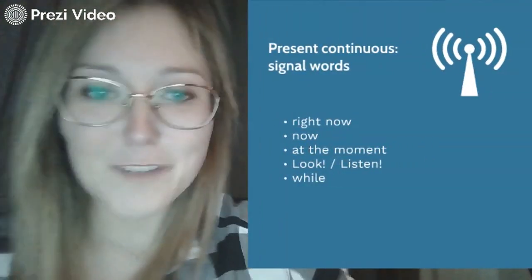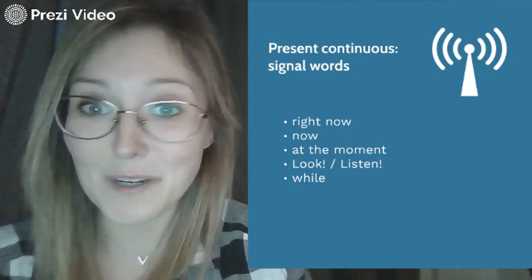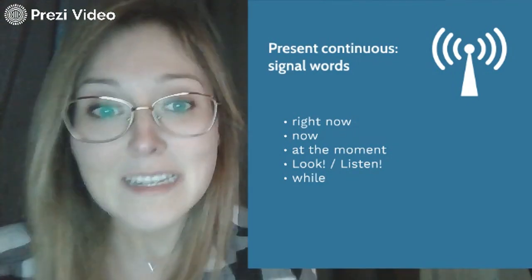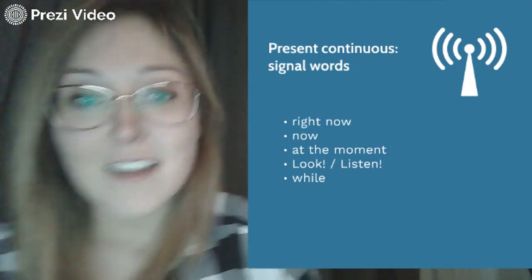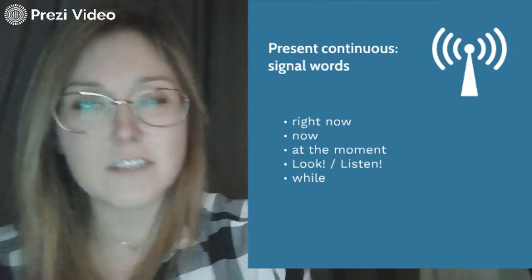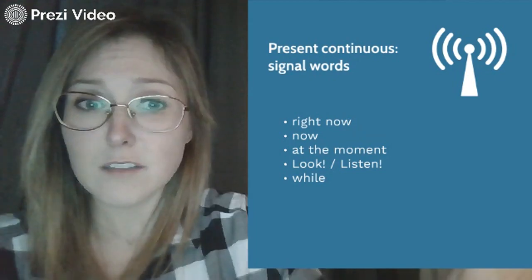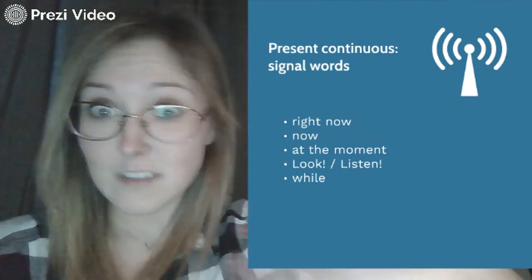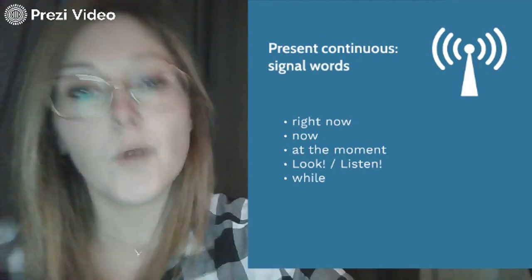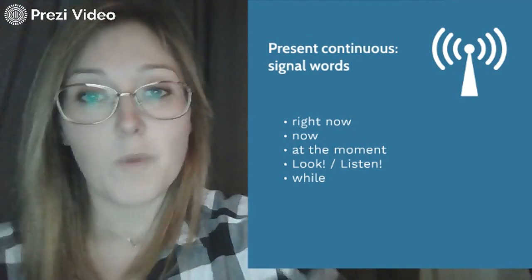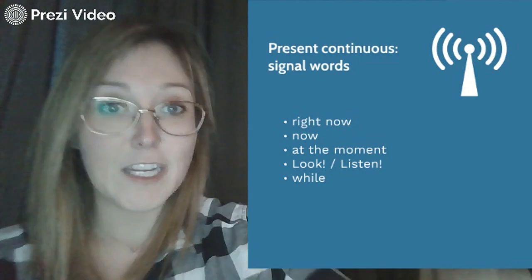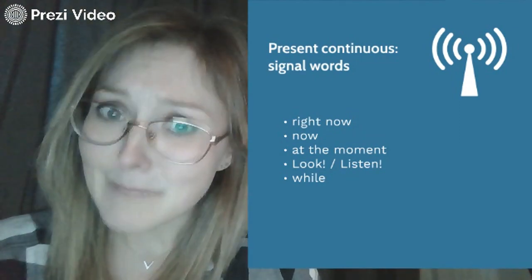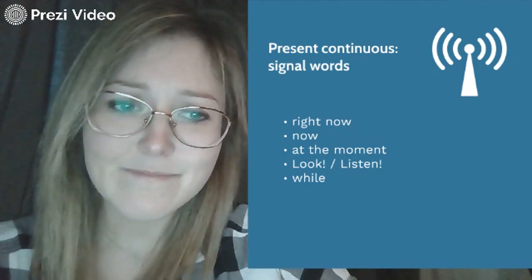Now, what are the signal words? Basically, words that tell you that something is going on right now. So, a word like right now, or now, at the moment, or look, or listen. For instance, look, he is singing a song, or listen, the teacher is explaining something to you. Or while, terwijl. While I am telling you about the present continuous, I am feeling very happy. Yes, I am.